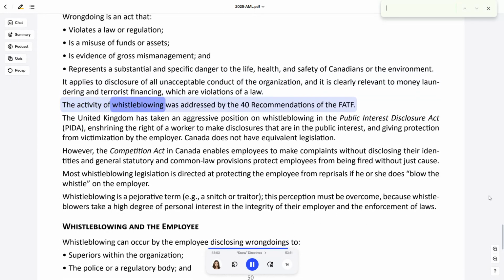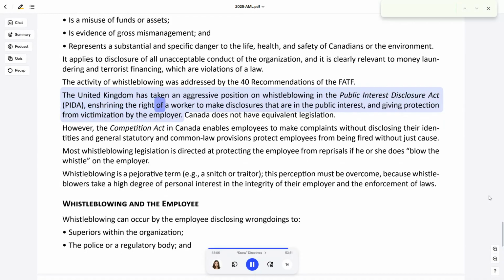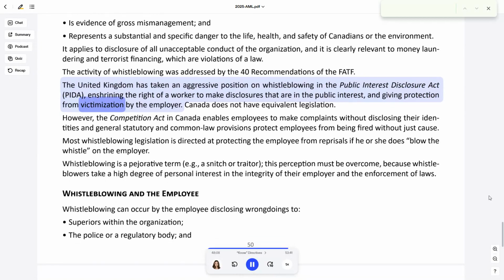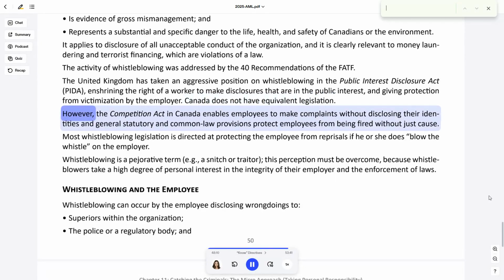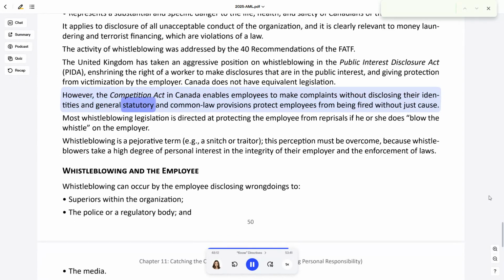The activity of whistleblowing was addressed by the 40 recommendations of the FATF. The United Kingdom has taken an aggressive position on whistleblowing in the Public Interest Disclosure Act, PIDA, enshrining the right of a worker to make disclosures that are in the public interest, and giving protection from victimization by the employer. Canada does not have equivalent legislation. However, the Competition Act in Canada enables employees to make complaints without disclosing their identities, and general statutory and common law provisions protect employees from being fired without just cause.